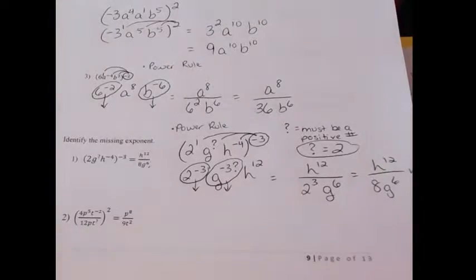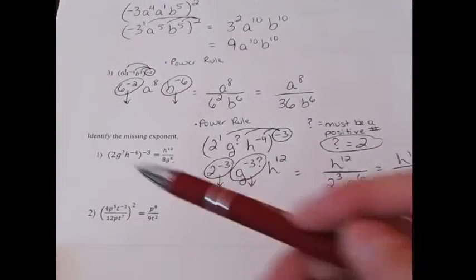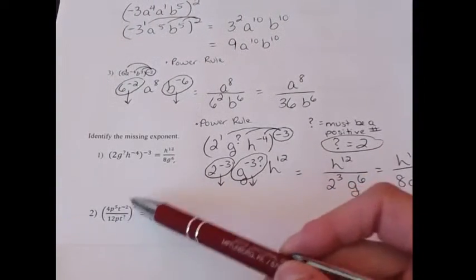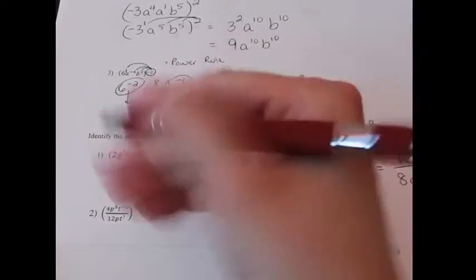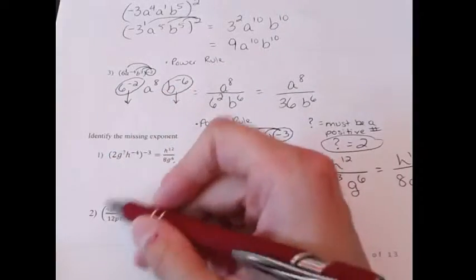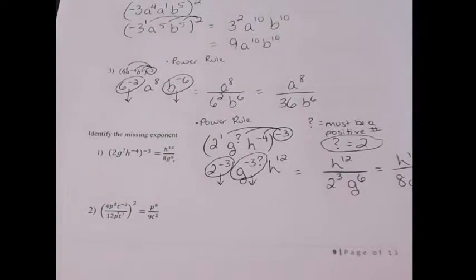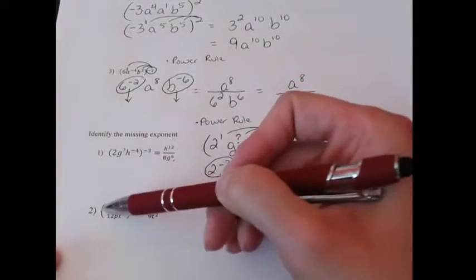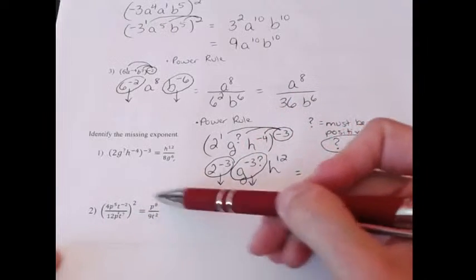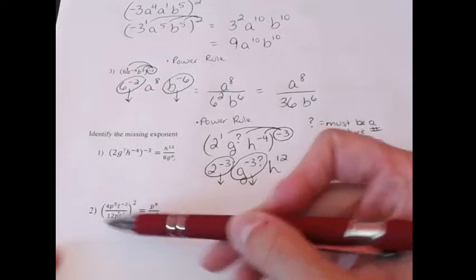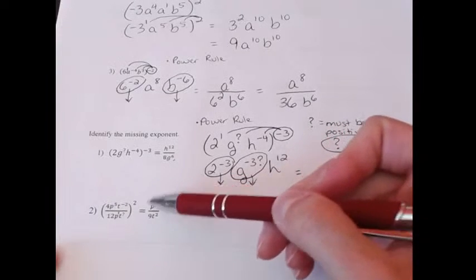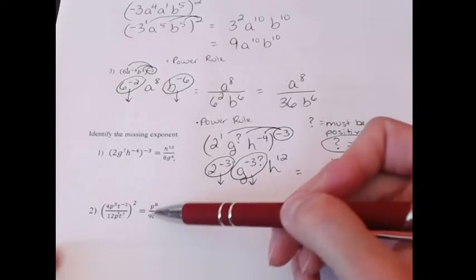All right, let's take a look at number 2. We have 4p to the 5th, t to the negative 2nd power, all over 12, p to the 1st power, t to the question mark, and the entire thing raised to the 2nd power. Okay, the very first thing I'm going to do personally is simplify what I can in here. I do know what I want to get as a result. I know my final simplified form should be p to the 8th over 9t squared.